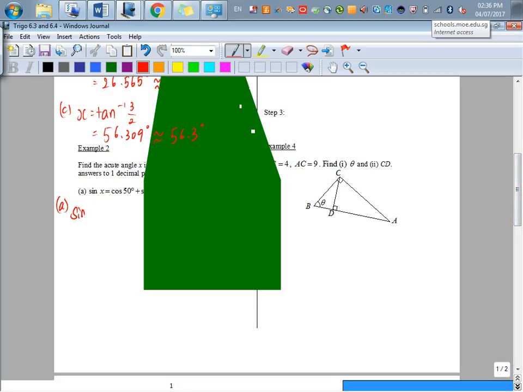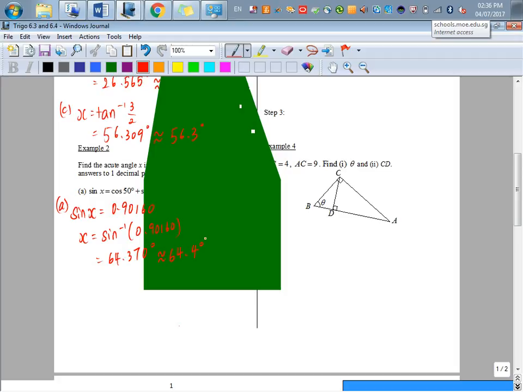So sine x will be equal to, what is cosine 50 plus sine 15? In 5SF, we get 0.90160. That is our 5SF. Okay? So x must be inverse sine 0.90160, and we get 64.370. Round it off to 64.4 degrees. That's for part A.